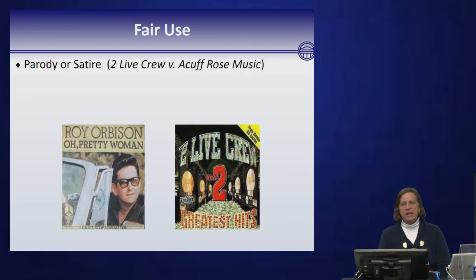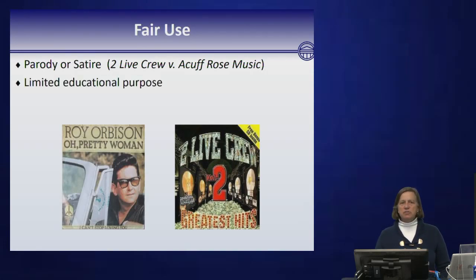Roy Orbison had originally performed the Pretty Woman song, and Two Live Crew wanted to make a parody of the Pretty Woman song, and they called it Big Hairy Woman. Anyway, Two Live Crew asked to use it, and the copyright holder, ACCT445 Music, declined to allow them to make their parody. Two Live Crew went ahead and made it anyway. They were sued for copyright infringement. Was this copyright infringement? And the answer is no.